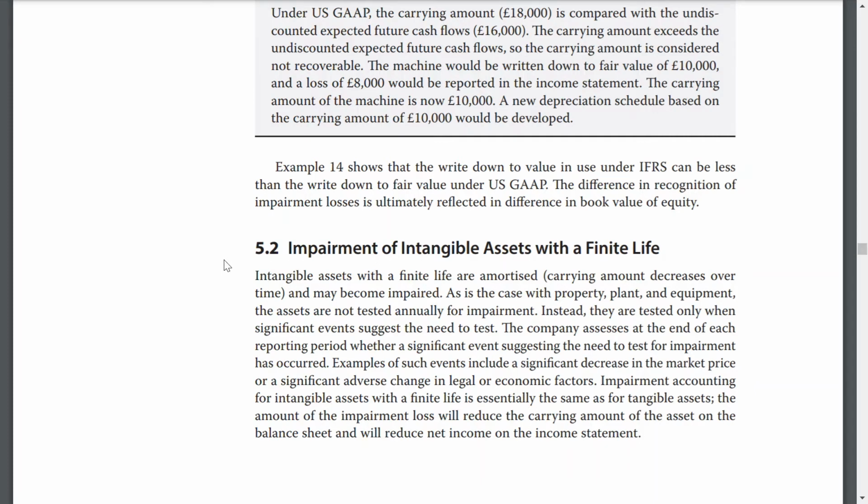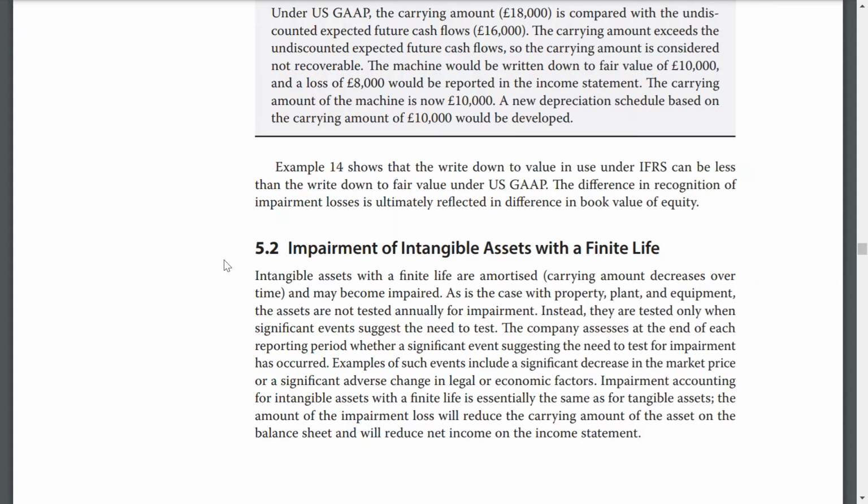5.2, impairment of intangible assets with a finite life. Intangible assets with a finite life are amortized and may be impaired. As is the case with property, plant, and equipment, the assets are not tested annually for impairment. Instead, they are tested only when significant events suggest a need to test. A company assesses at the end of each reporting period whether a significant event suggesting the need to test for impairment has occurred.